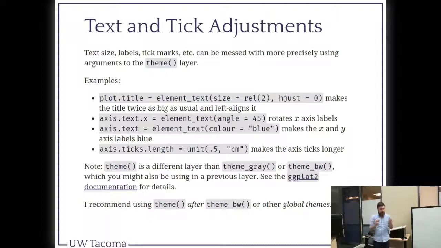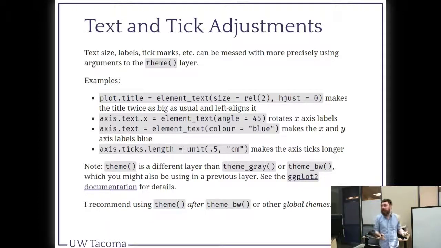If you're somebody who's really particular about how things look, like me, you'll have a theme call at the end that has just these minor modifications. It's the way you can get that nitty-gritty stuff that you would normally manually set on everything in a base R plot. In this, you just go with the defaults and then change the couple things you want fixed.